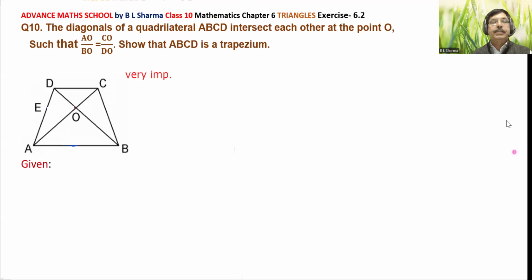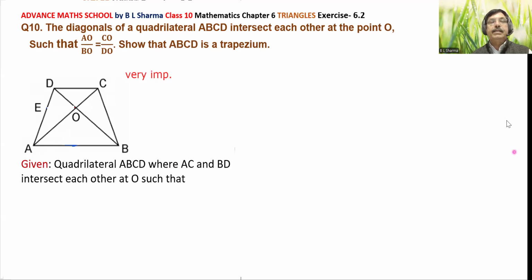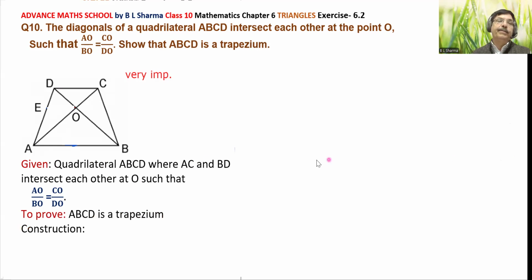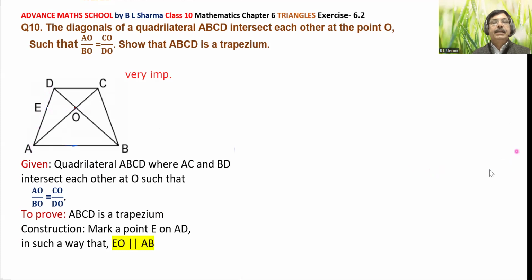This is a very important question. Quadrilateral ABCD where AC and BD intersect each other at O such that AO upon BO is equal to CO upon DO. एंड टू प्रूव ABCD इज अ ट्रेपेजियम. ये क्वेश्चन में पहले से ही गिवन, हमें कंस्ट्रक्शन करना होगा. देखिए, हमें AD पे कोई E पॉइंट मार्क करना होगा, उसको हम ज्वाइन करेंगे O से, तो ये लाइन पैरेलल होनी चाहिए. मींस EO इज पैरेलल टू AB, वी हैव टू कंस्ट्रक्ट. मार्क ए पॉइंट E ऑन AD सच दैट EO इज पैरेलल टू AB.